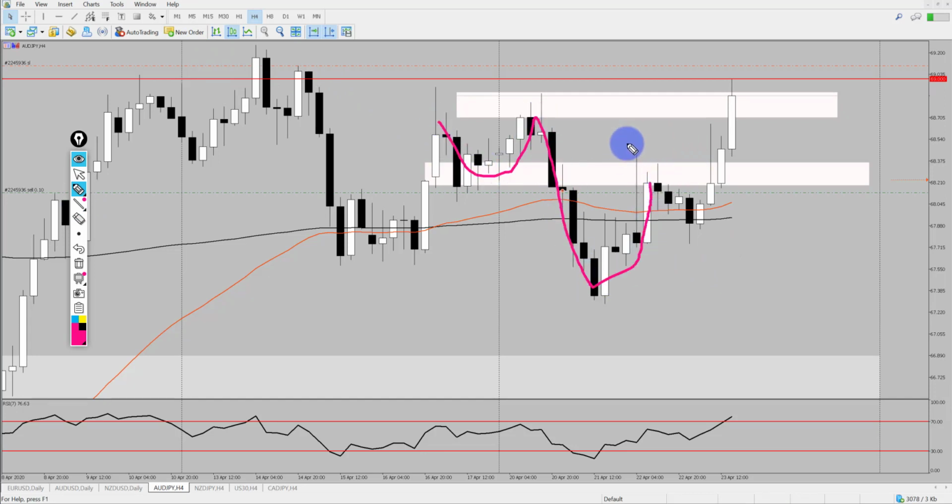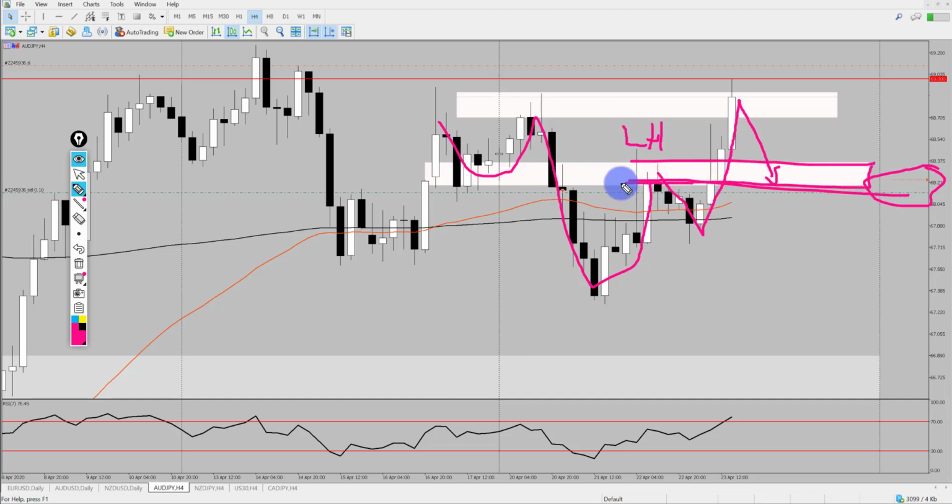It was making lower lows. We expected this to be our lower high. It hasn't turned out that way, and the market has now made a higher high. So what I suggest here is, if the market does pull back, I've got an alert set just in there. If the market does pull back here, I'll be looking for long positions anyway.